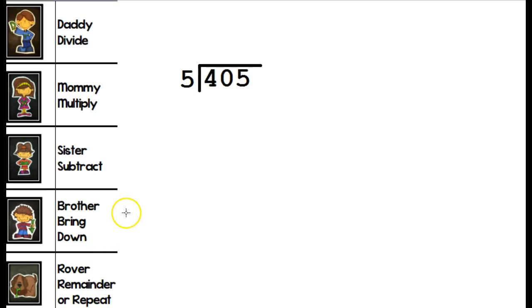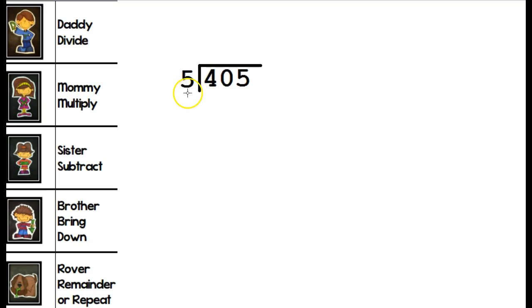So let's follow those steps to do our first long division problem. So here I have 405 divided by 5. It's always going to be the larger number divided by the smaller number, and the answer is always going to go on top. That goes for all the division problems that we're going to see throughout this process.